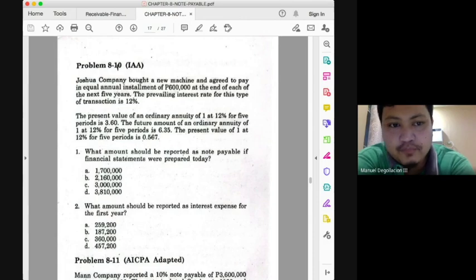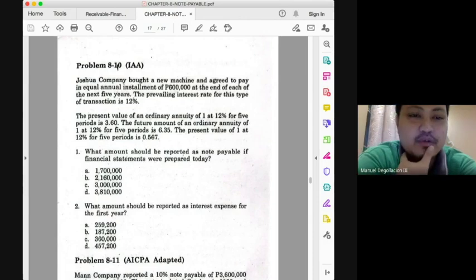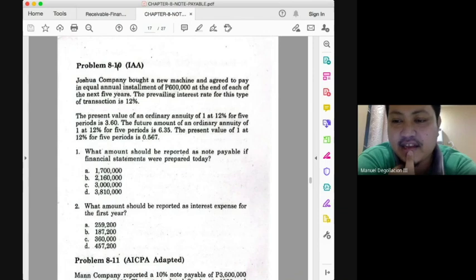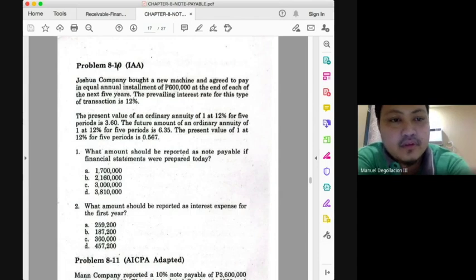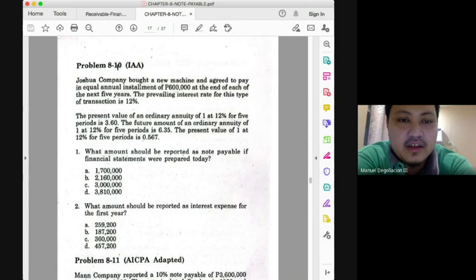Okay, so the 0.567 is not the relevant factor here because your 0.567 is only relevant if we only have one cash flow that is expected to be received after 5 years. Okay, then next would be your 6.35. Are we going to be using the 6.35?